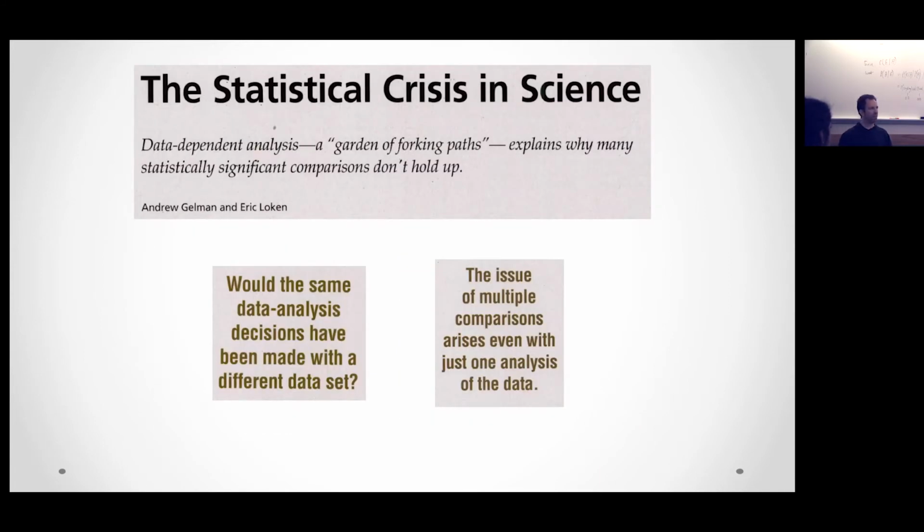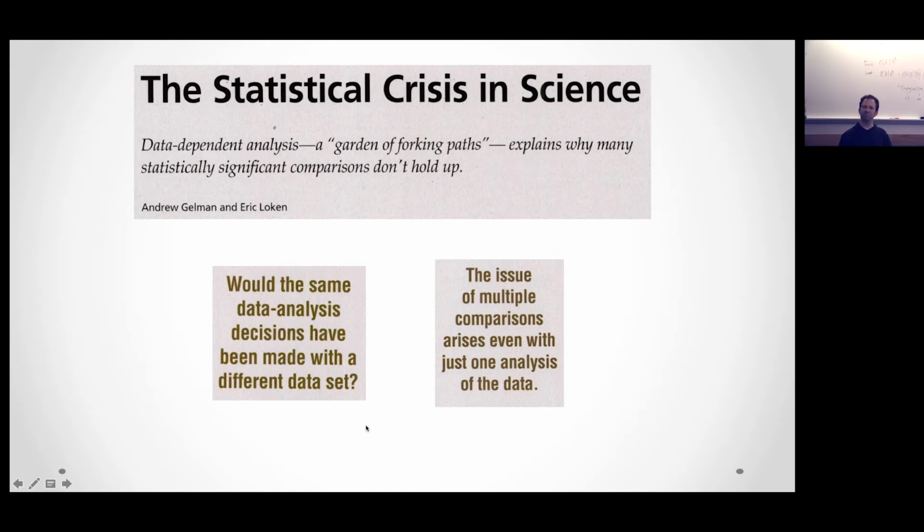This is from a paper by Andrew Gelman, who's one of the Bayesian heavies. This has a name in science, which is The Garden of Forking Paths, from the title of a Borges short story, which I recommend. You don't have to be fraudulent to get a nonsense significant value. All you have to do is pick a method of data analysis which gives you that value, right? So this is the key idea: would the same data analysis decisions have been made with a different data set?